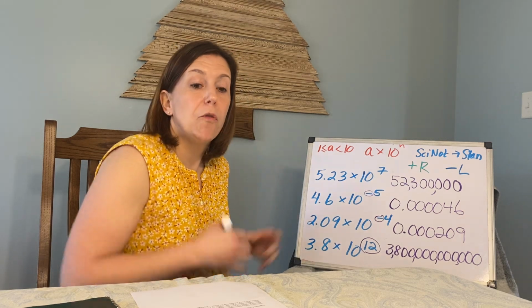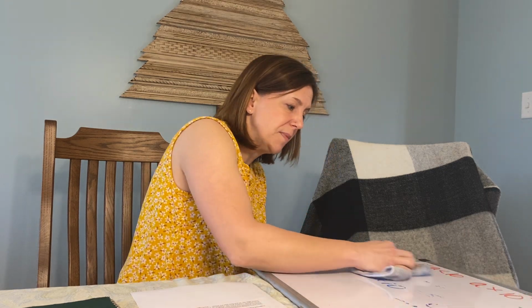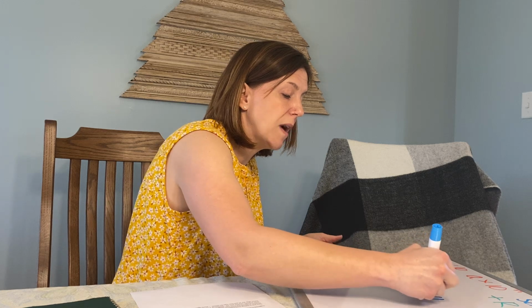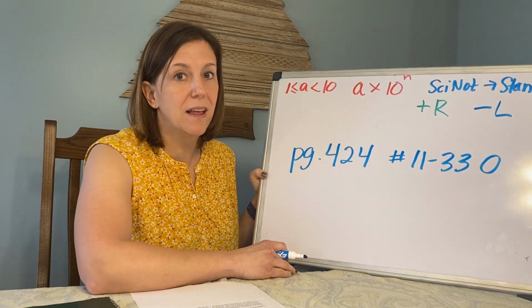Okay, for practice for this lesson, we're going to keep it to the types of problems we did today. Again, recognizing if something is in correct scientific notation form, and then being able to move back and forth between the two forms. Your suggested practice problems are on page 424 in your book, and the ones you can try are 11 through 33 odd. Remember odds because they're in the back.